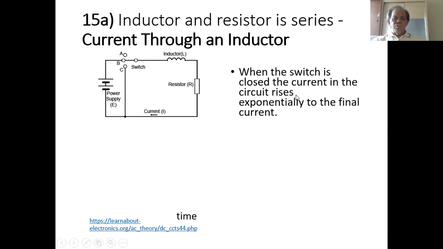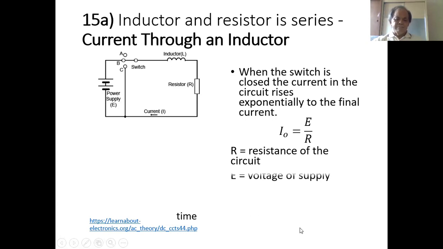When the switch is closed, we move from A to B. The current in the circuit rises as we have studied before. You close the switch, the current will start to rise, we call it exponentially, to the final current. There's a final current determined by E, that's your power supply, divided by R. R is the resistance of the circuit. There can be this resistance plus the resistance of the solenoid. E is the supply voltage.